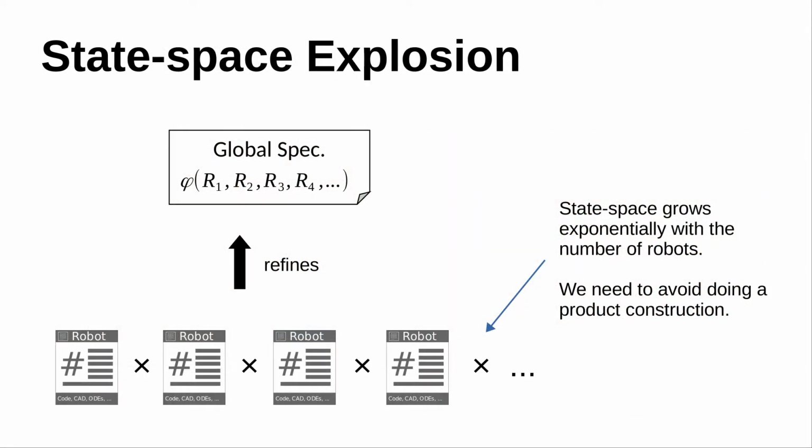For the verification, we start with a global specification of what the robots should do. The simple approach would be to check all the behaviors using a product construction. However, as the number of robots grows linearly, the state space gets exponentially larger. Therefore, we need a different approach.